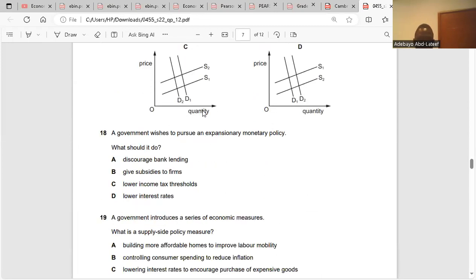Question 18. A government wishes to pursue an expansionary monetary policy. To pursue expansionary monetary policy means the government wants to increase spending in the economy. Right? Yes. And to do that, the government could lower interest rates. Do you understand? Yes. So lowering interest rates would justify expansionary monetary policy. Clear? Yes. So the answer is D.